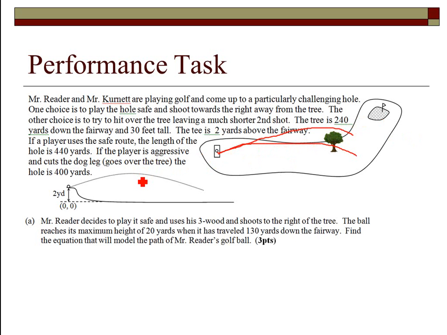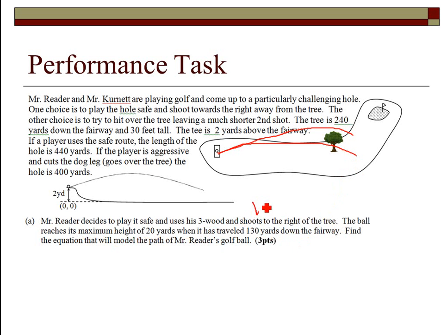So that's what we're kind of looking at, and we're going to look at both players trying to use two different strategies. So Mr. Reeder decides to play it safe and uses his 3-wood and shoots to the right of the tree. So this example here. The ball reaches its maximum height of 20 yards when it's traveled 130 yards down the fairway.